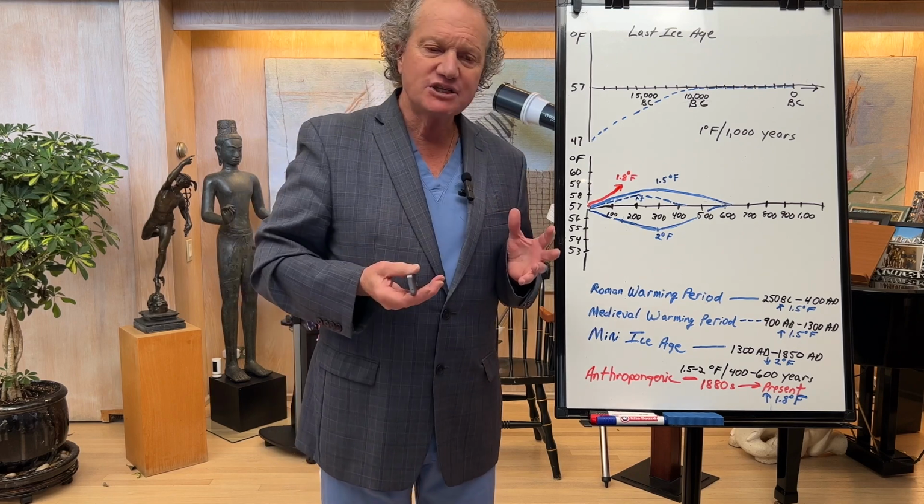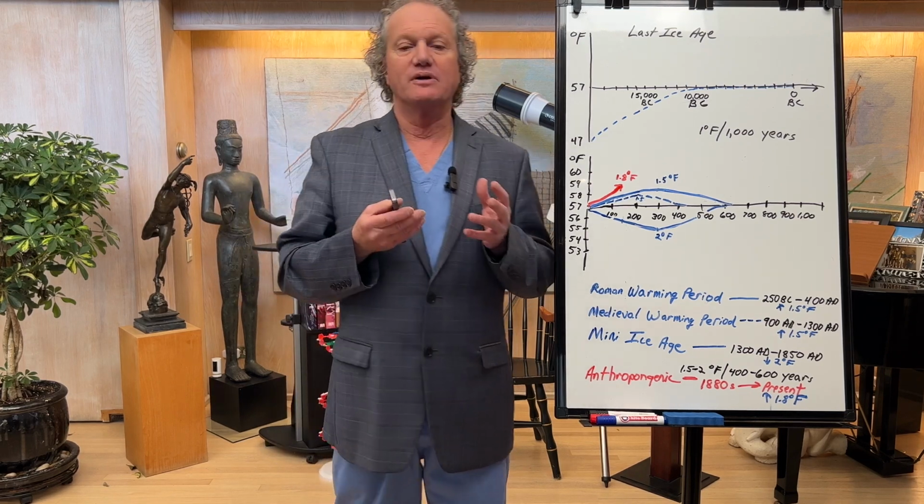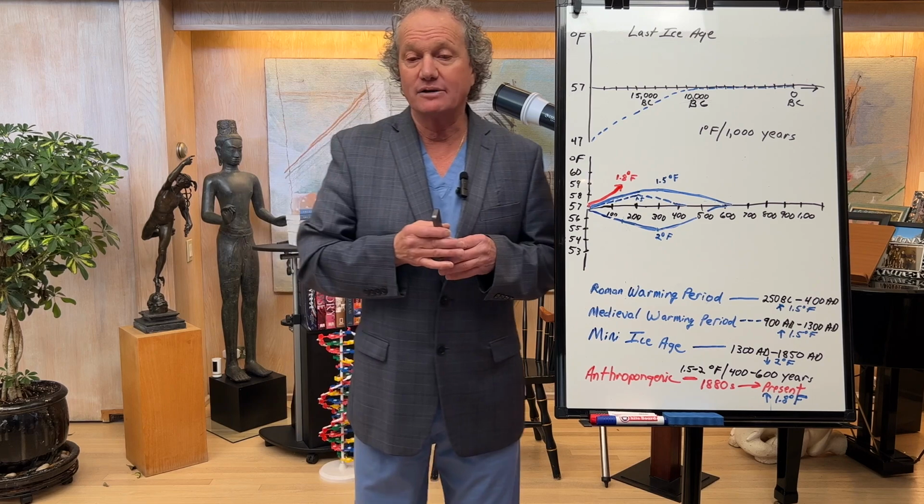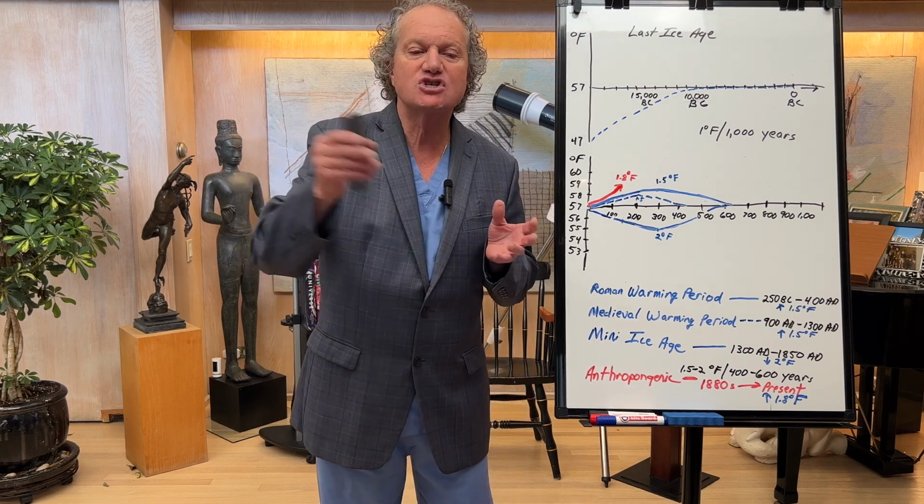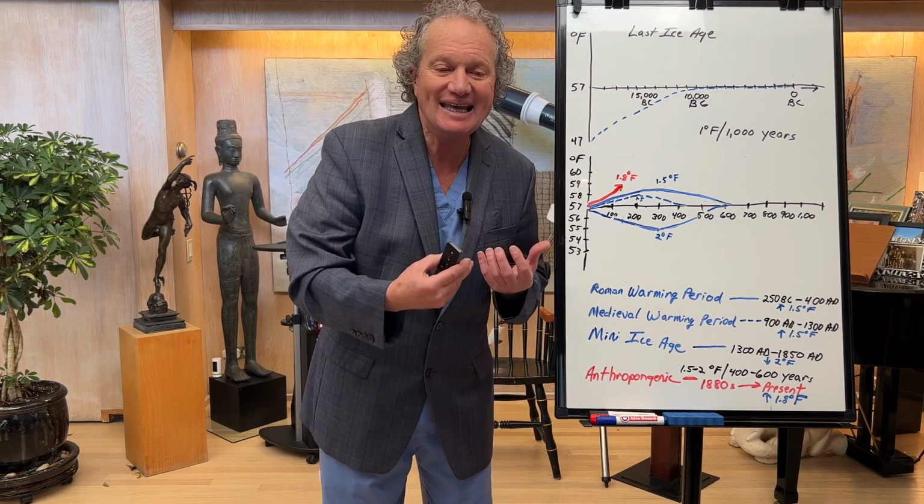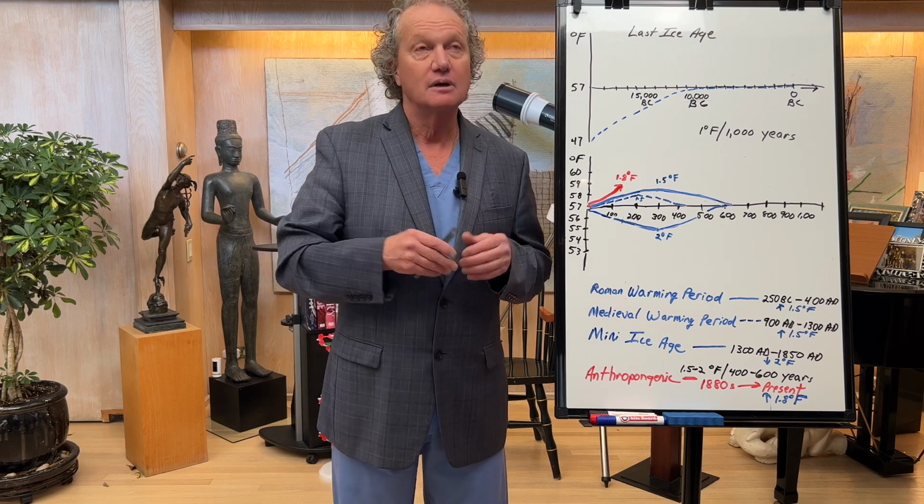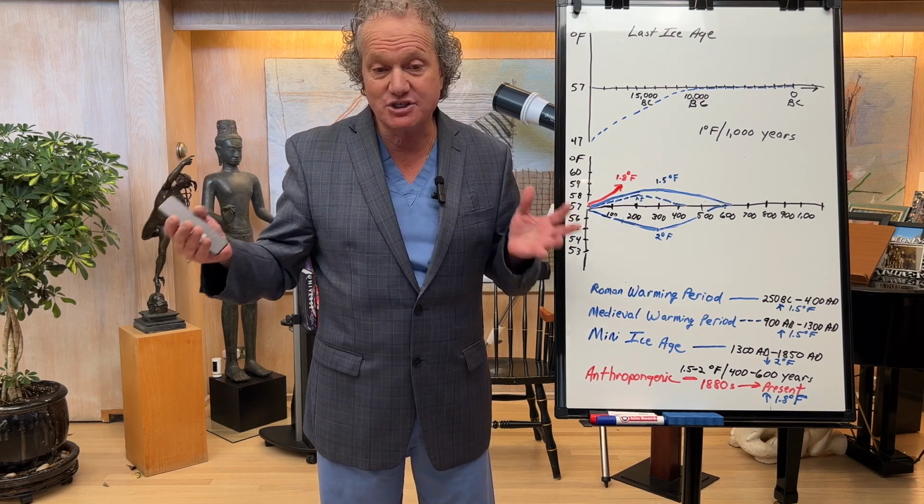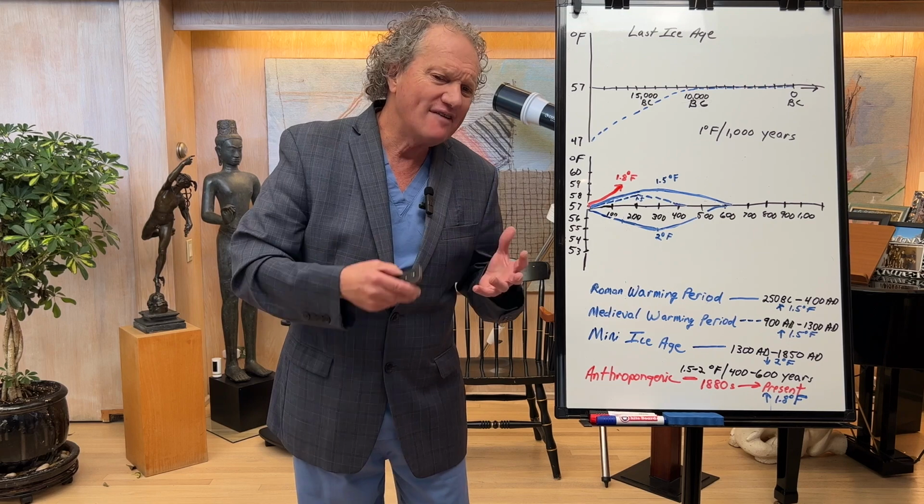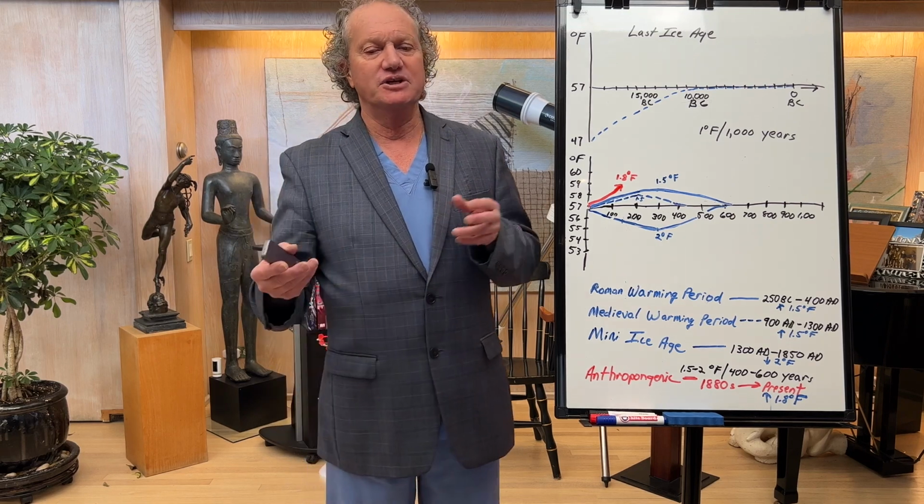Now, the explanation for the Roman warming period was likely weather patterns on the sun, more solar radiation and heat and energy striking Earth. You know, the sun has weather patterns too. Now, things remained fairly copacetic for about 600 years.